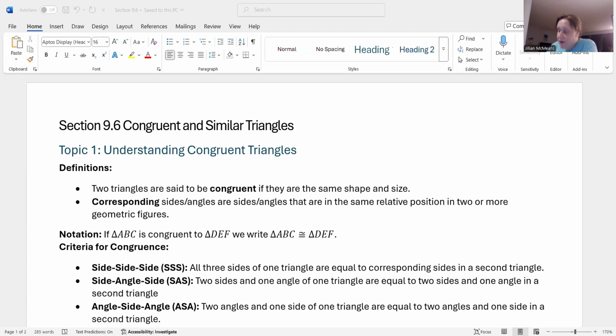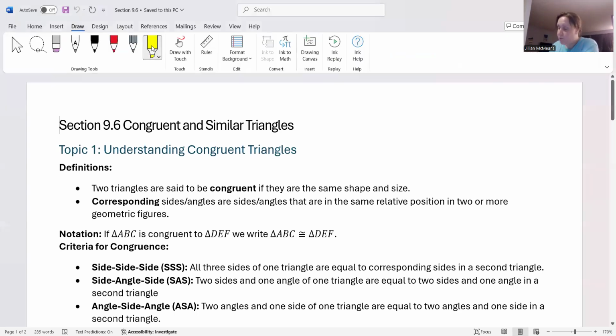So, you know I love a good definition. Two triangles are said to be congruent if they are the same shape and size, okay? So they have to be the same shape and the same size. You could literally lay one on top of the other and you wouldn't notice the difference, okay?